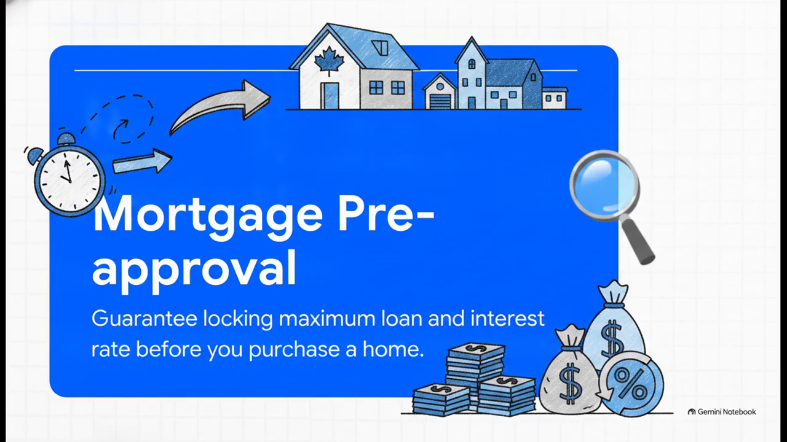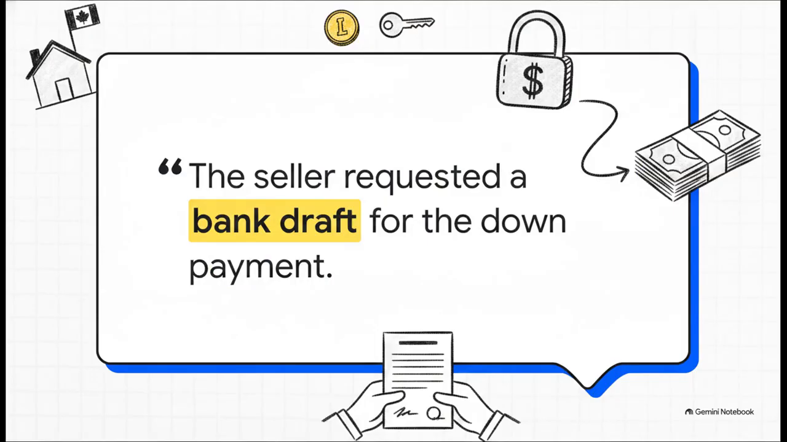Literally, if a test question asks what a home buyer should do first, securing this pre-approval is basically always the correct answer. And then, when it's finally time to hand over that massive down payment for the property, you absolutely cannot use a normal personal check. No way. The text might say something like, the seller requested a bank draft for the down payment. You have to use a bank draft or a money order. The exam is testing if you know that this specific piece of paper serves as a guaranteed payment voucher. It means the funds are already locked and guaranteed by the bank, which is a strict requirement for huge real estate transactions in Canada.